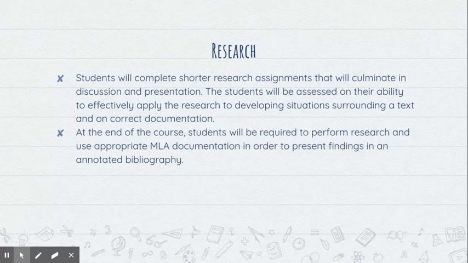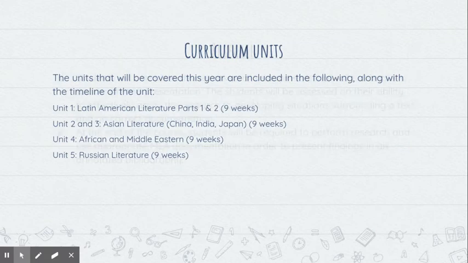Research. Students will complete shorter research assignments that will culminate in discussion and presentation. The students will be assessed on their ability to effectively apply the research to developing situations surrounding a text and on correct documentation. At the end of the course, students will be required to perform research and use appropriate MLA documentation in order to present findings in an annotated bibliography.